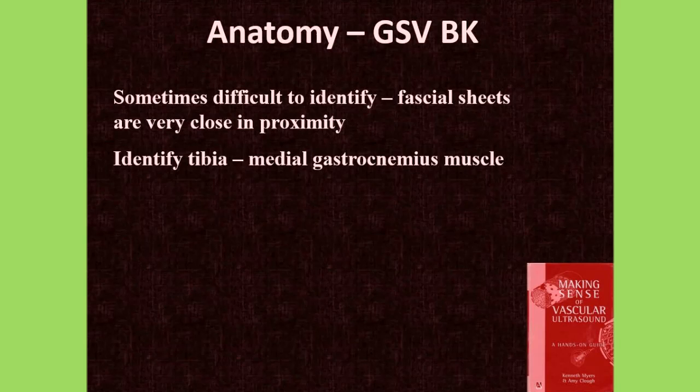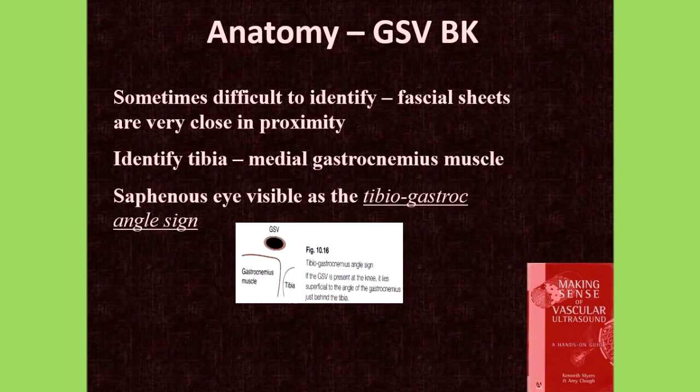The great saphenous vein below the knee is sometimes difficult to identify. The best way to do it is to identify the tibia and the medial gastrocnemius muscles. This is called the angle sign, the tibial-gastroc angle sign. If you find the gastroc muscle and the tibia, just above that in that angle should be the great saphenous vein in the leg.